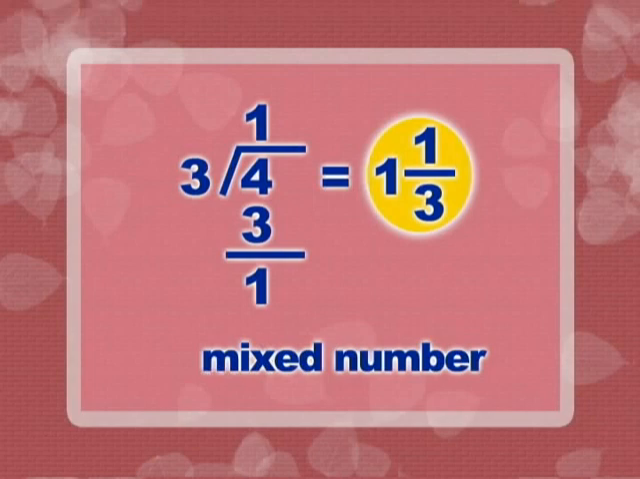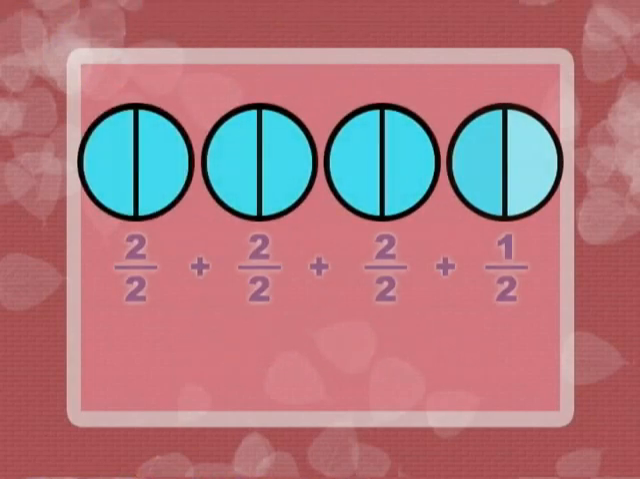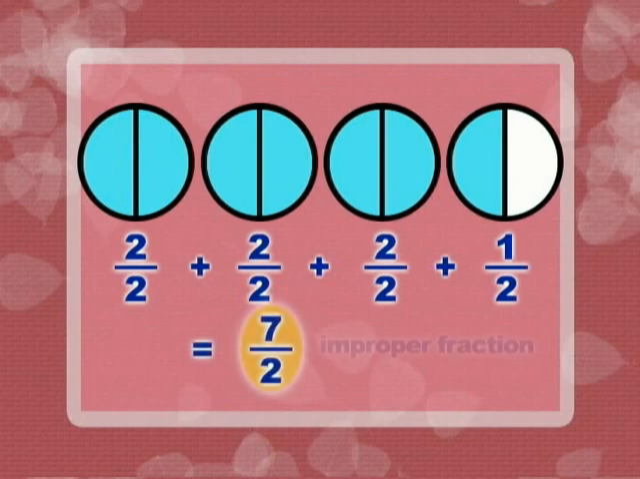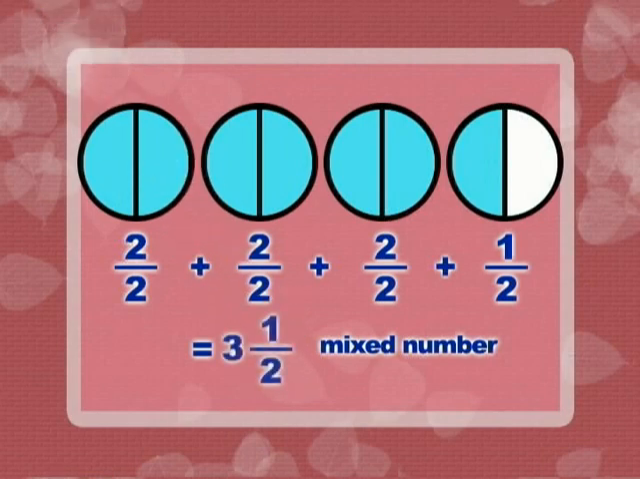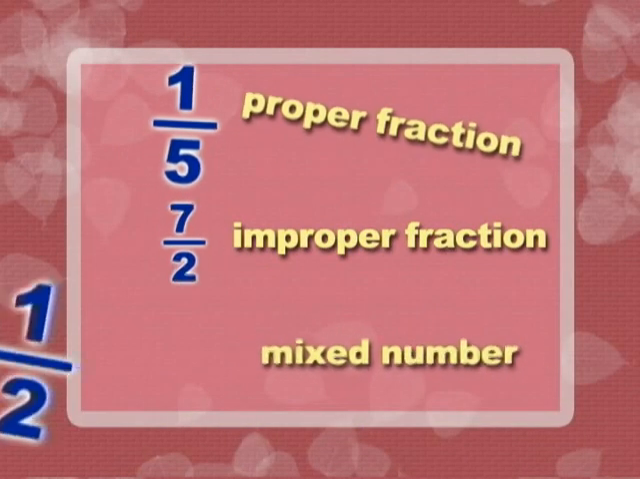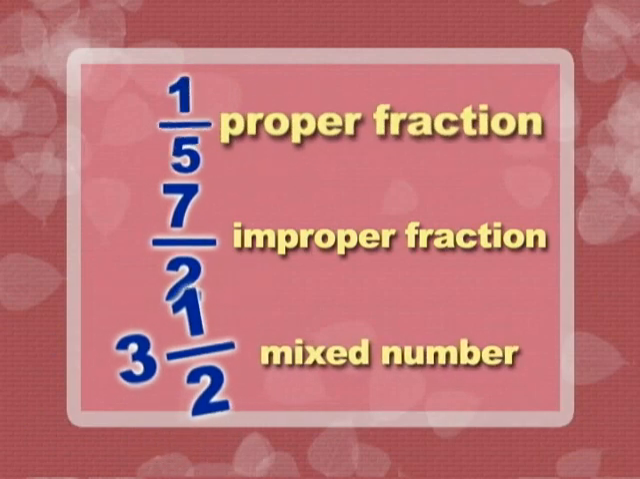Here's another figure for you to practice finding the improper fraction and the mixed number. 7/2 is an improper fraction, and if you change it into a mixed number, it becomes 3 1/2. Now you know how to recognize fractions in different forms such as proper fraction, improper fraction, and fraction in mixed form.